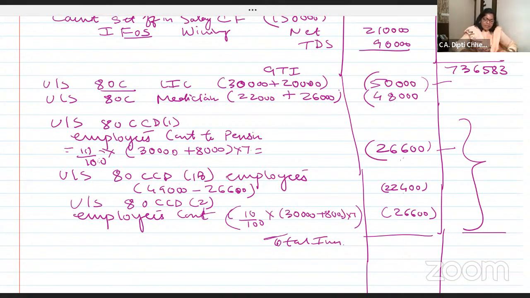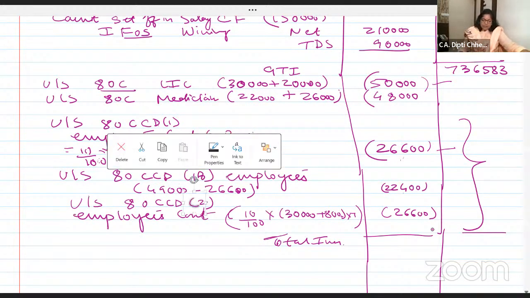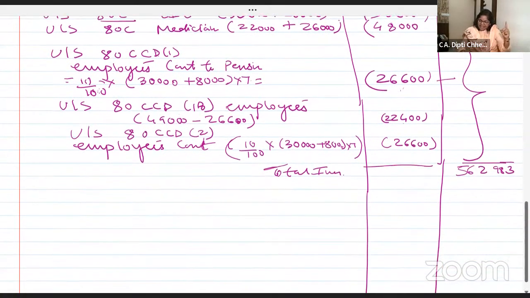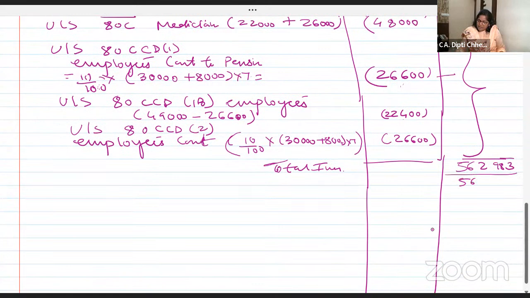See how much the total is coming to. 736,583 minus 50,000 minus 48,000 minus 26,600 minus 26,600 minus 22,400. All right, so the total income is coming to 562,983. As per section 288A, income is to be rounded off in multiples of 10.